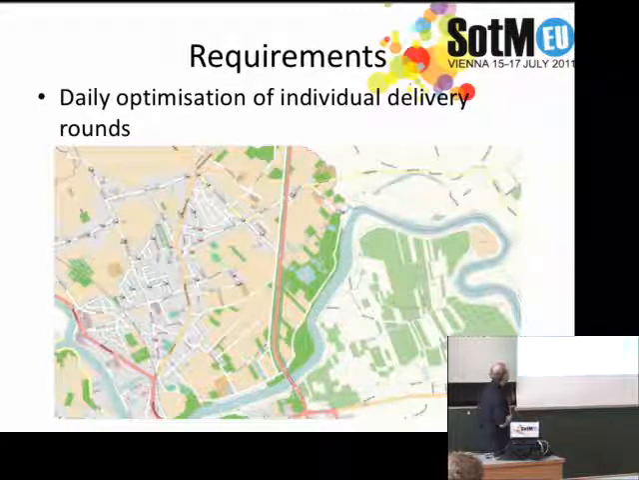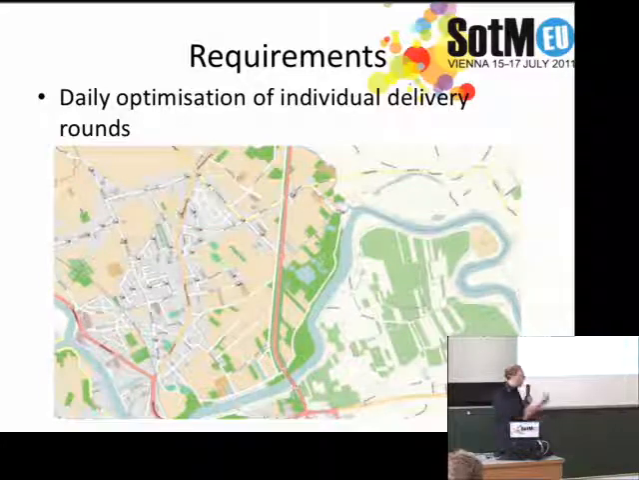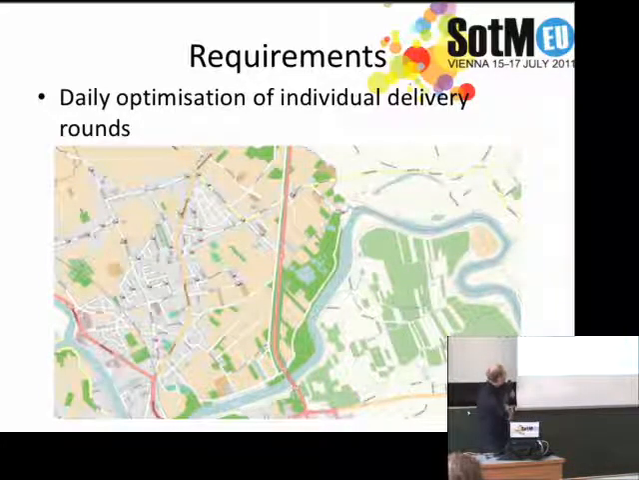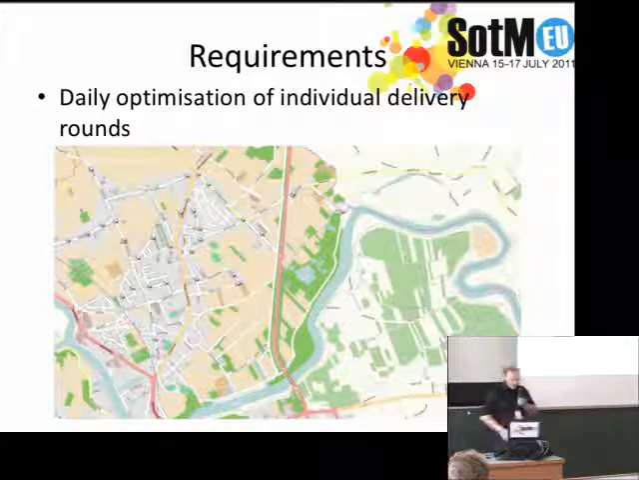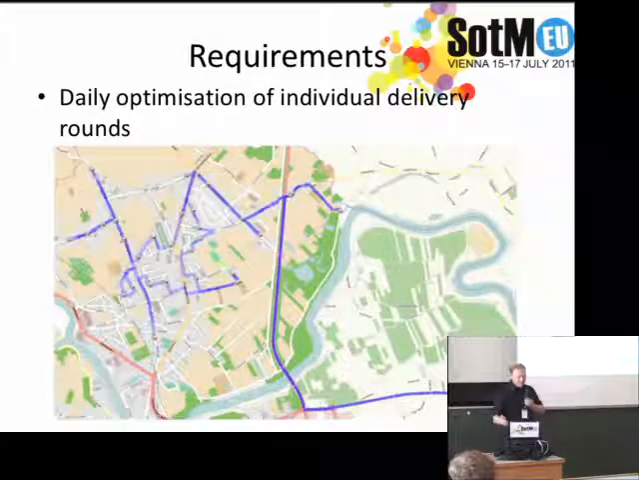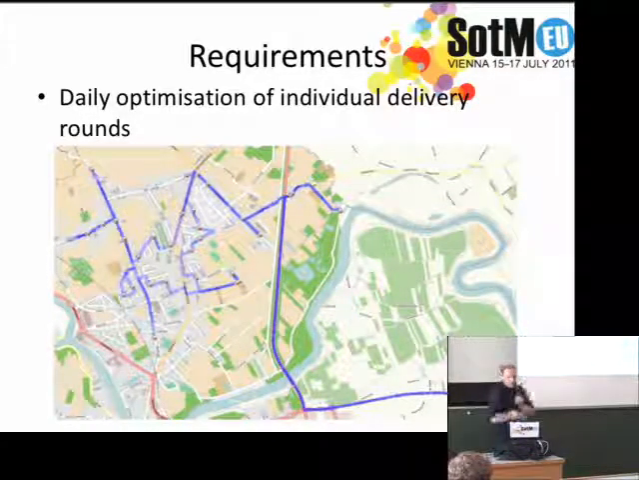Let's go to the actual requirements. So there are delivery rounds per deliverer. So this is an example, a small round. I'm not sure if you can see the small boxes representing the subscribers. So basically what we need to do is this. We need to give them a route to drive on as efficiently as possible.